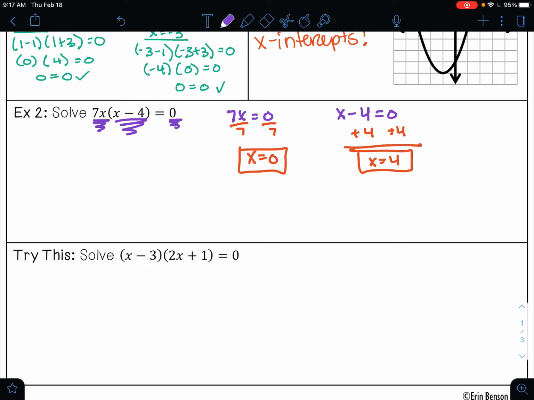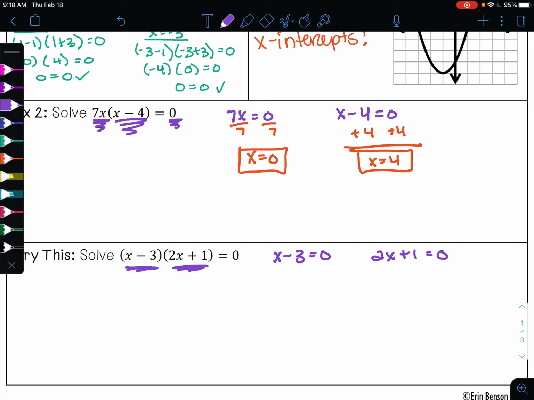Alright, so I have (x − 3)(2x + 1) = 0. Now it must equal 0 to be able to use the principle of zero products. So because it does equal 0, and I have two expressions being multiplied together, I can go ahead and use the principle of zero products and say x − 3 = 0 or 2x + 1 = 0.